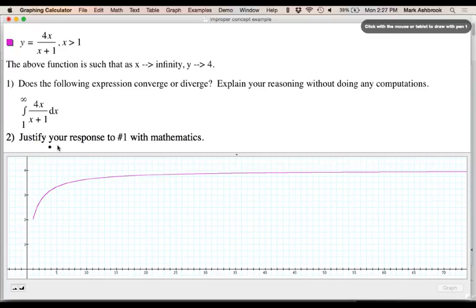Converge or diverge? If this is essentially a rate of change of 4 forever, then what are we doing? This is going to calculate what? The total change starting at 1 to infinity when the rate of change is essentially constant at 4. Is that going to converge or diverge? Diverge.